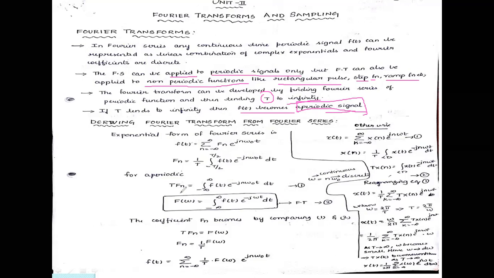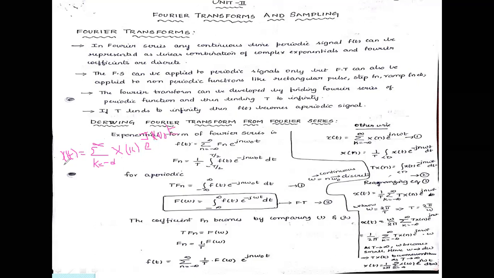So now, deriving the Fourier transform from the Fourier series. What is the exponential Fourier series? We know the synthesis equation: x of t is equal to the sum over k from minus infinity to infinity of x of k, e power j k omega naught t.